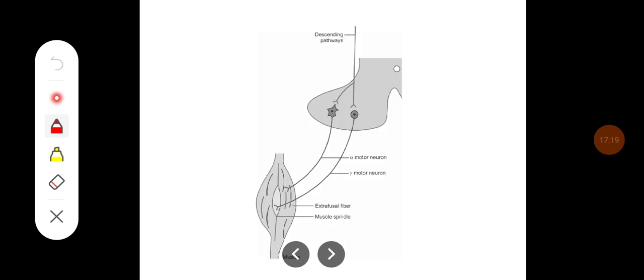So, this diagram shows how descending pathways are going to affect both alpha motor neuron activity and gamma motor neuron activity. They influence the gamma motor neuron activity more. And when alpha motor neurons are activated, they're also going to activate the gamma motor neuron activity, and that is called alpha gamma co-activation.